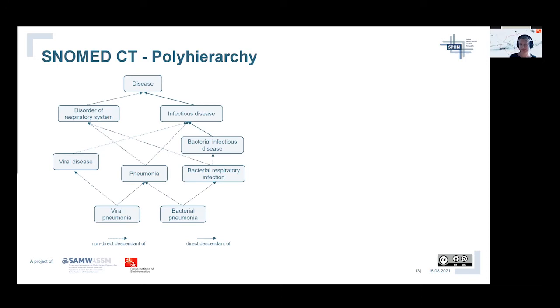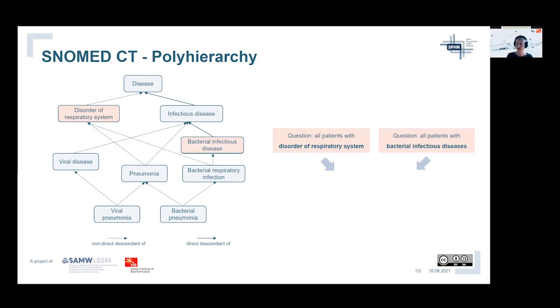Polyhierarchy here, this is just a tree, as mentioned before. In a polyhierarchy, a term like bacterial pneumonia can have more than one parent. And let's make an example. Imagine you have data in SNOMED CT, we would like to ask for all patients with a disorder of respiratory system. Not all the data might be encoded with this specific SNOMED code, but could also be encoded as a pneumonia or as a viral pneumonia. Or another researcher looking at bacteria might ask, give me all the patients with bacterial infectious diseases.